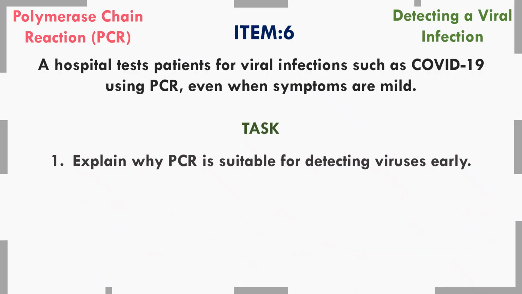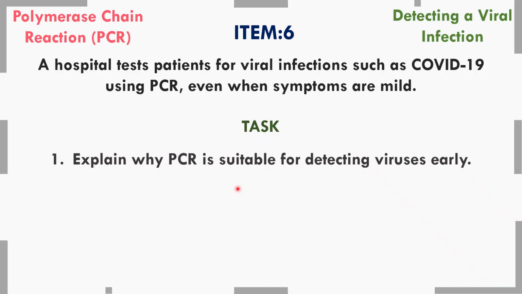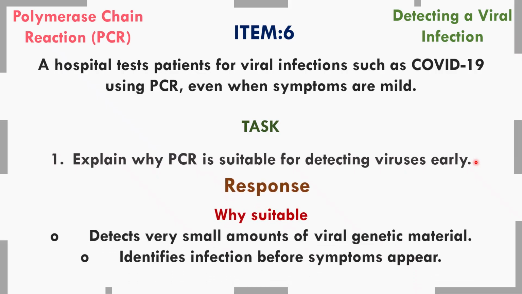Explain why PCR is suitable for detecting viruses. Why is PCR suitable? It detects very small amounts of genetic material and identifies infections before symptoms appear.